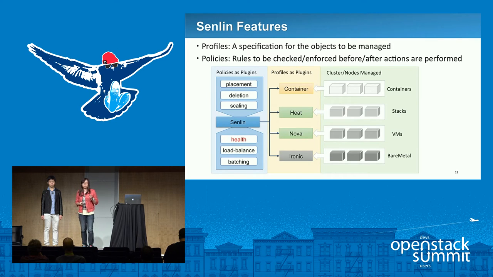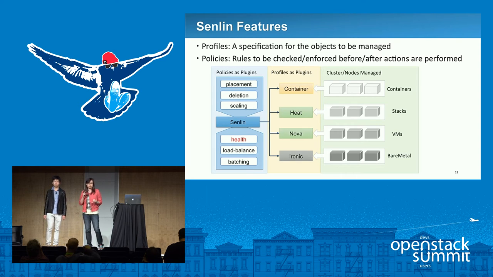I want to emphasize two key plugin mechanisms we provide, because they are the foundation of our auto healing support. One is the profile. We can use it to abstract what kind of resource you want to manage. Nowadays, we have four kinds of resources: container, Heat stack, Nova, that is VM, and Ironic physical host. The other is the policy: we can define a group of rules to check or enforce before or after the cluster actions are performed, such as placement, auto-scaling and deletion.